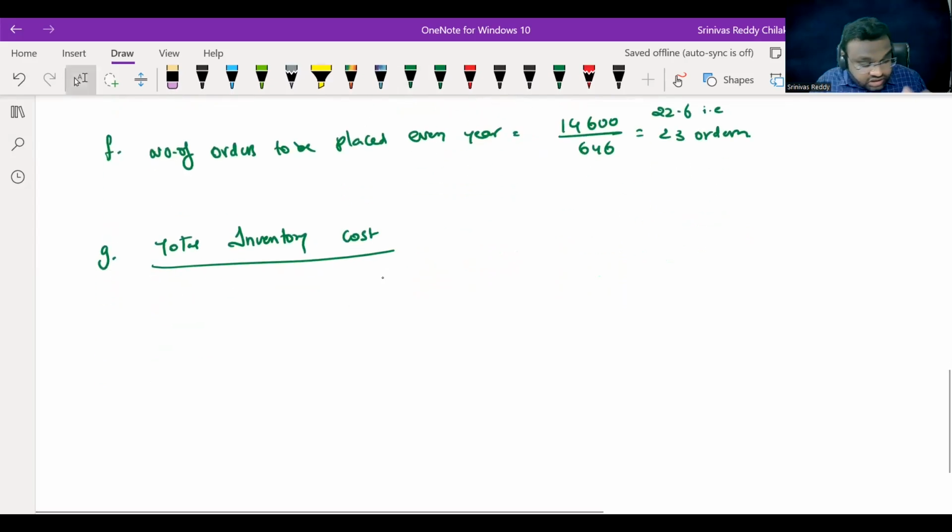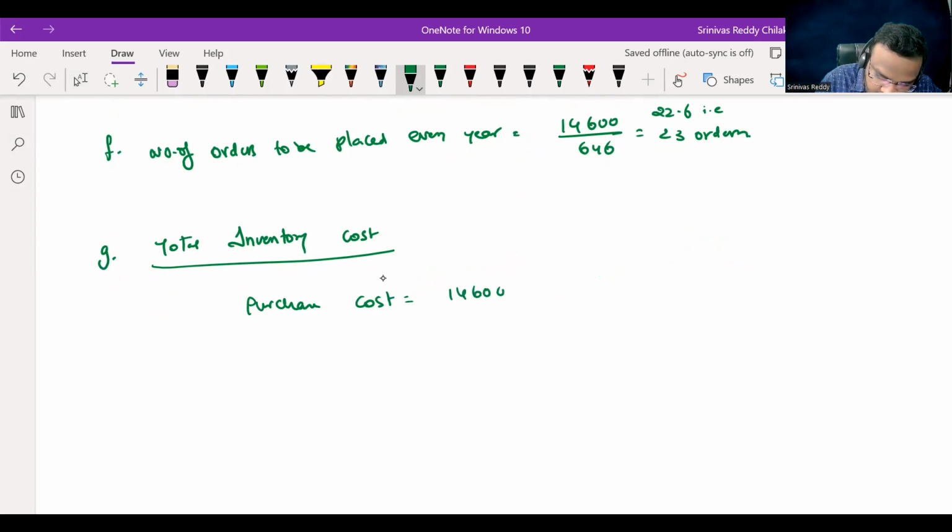Now, total inventory cost. Please understand, from this it is very important. G, H and I points are very important. What is our purchase cost? 14,600 into 100 rupees. Correct?